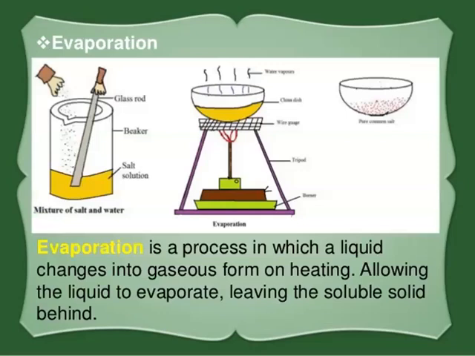Evaporation is a process in which a liquid changes into the gaseous state on heating, allowing the liquid to evaporate, leaving the soluble solid behind. We can separate the components of a particular mixture this way. On heating the mixture, the volatile component evaporates, and so we can get the non-volatile component. Here is an example showing a salt solution. Water vapors evaporate on heating, leaving behind the salt.